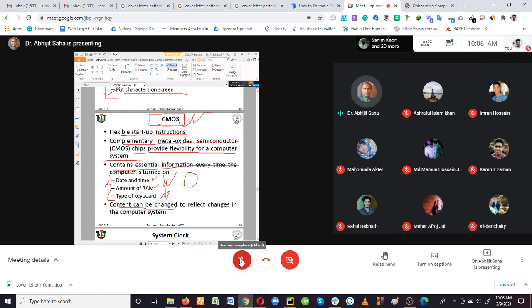The content can be changed to reflect changes in the computer system. Yes, that is also another factor. You know we talked about the power on self test. When you change something in your computer system, like increasing your RAM, say you have 2 GB of RAM and you add another 2 GB, your computer system is going to detect that you have added extra RAM. If you add an extra hard disk, or a new keyboard, or a new mouse, the computer is going to be able to understand.